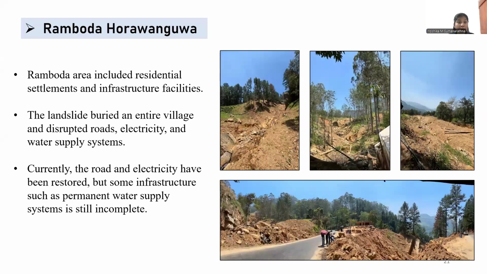And this slide shows the Ramboda Horawanguwa area. The Ramboda area included residential settlement and infrastructure facilities. This landslide buried an entire village and disrupted the road, electricity, and water supply system.